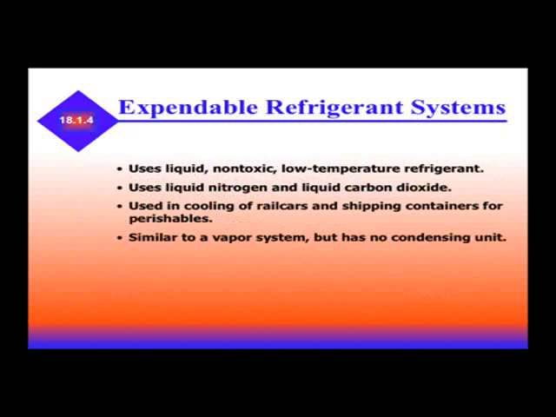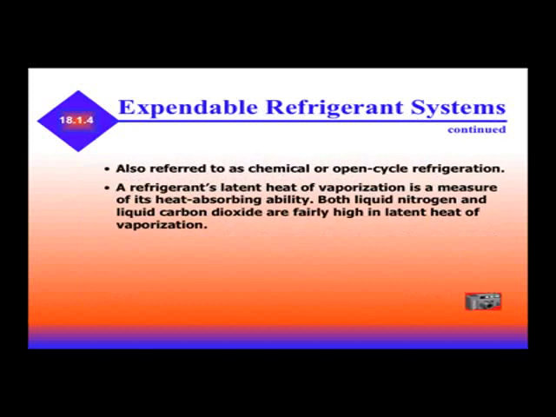Expendable refrigeration systems use a liquid, non-toxic, low-temperature refrigerant. They use liquid nitrogen or liquid carbon dioxide. It's used in the cooling of rail cars and shipping containers for perishables. It's similar to a vapor system, but it has no condensing unit. Expendable refrigeration is also referred to as chemical or open cycle refrigeration.